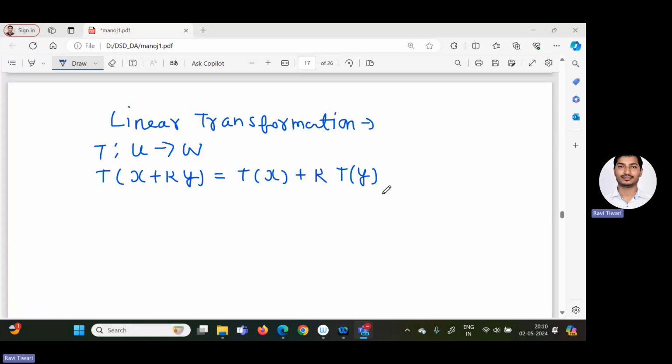Hello everyone. Today I will be discussing linear transformation. So, what is a linear transformation?